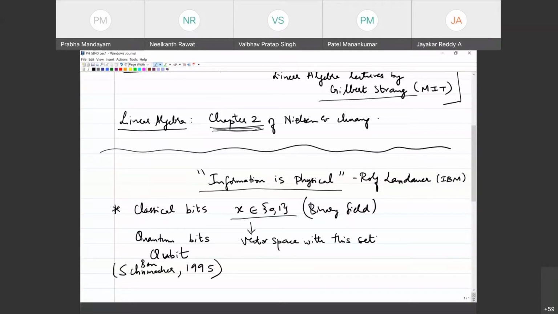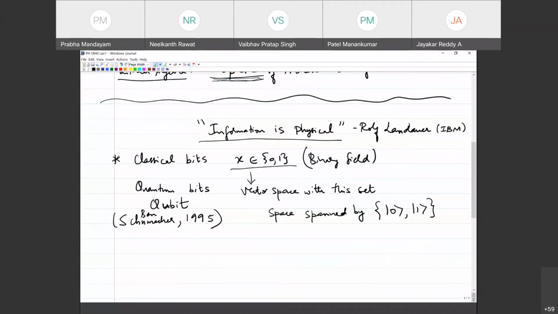That in place of 0 and 1, which are just two objects in a set, I'm going to think of a space that is spanned, and I'll come to what I mean by spanned, by two objects, which I will denote like this. So this is what is called a ket. When I put the 0 inside this vertical line and this right angle bracket, this is what I call a ket. So this will be called ket 0, and this will be called ket 1.